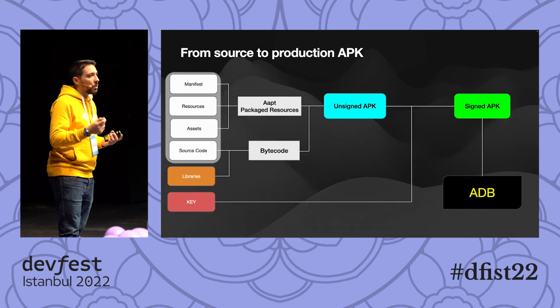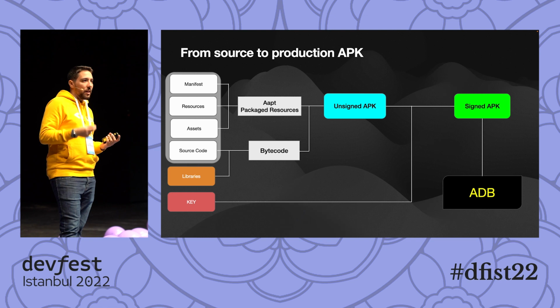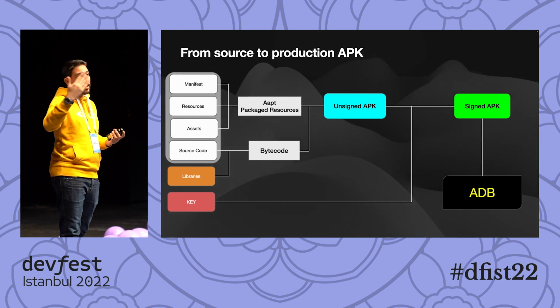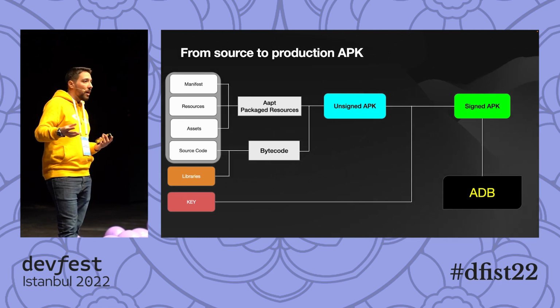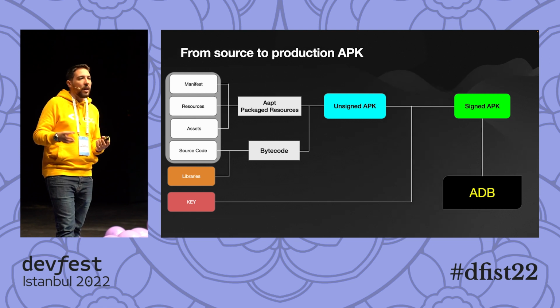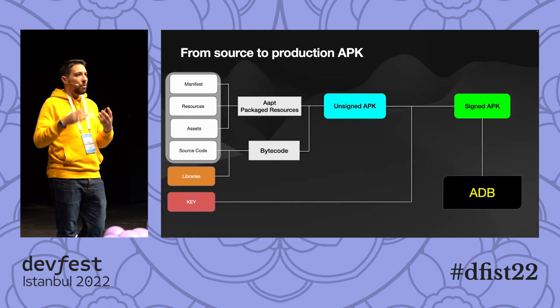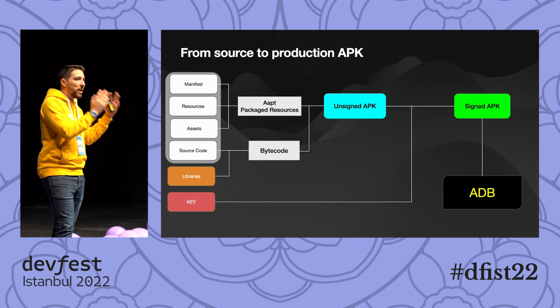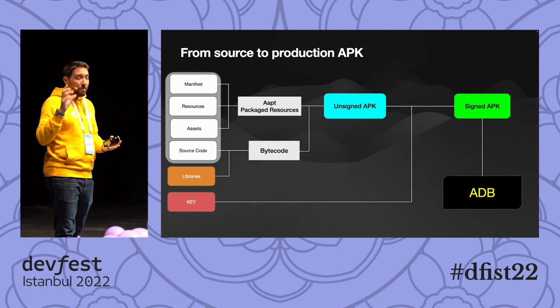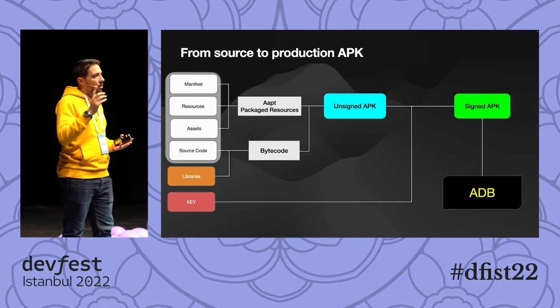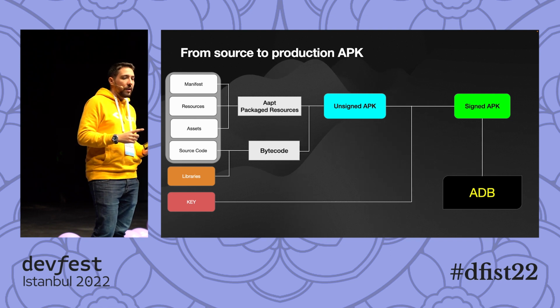The unsigned APK cannot go into production, cannot go into the public's hands. So what happens is that we need to have a key. We need to generate a key in order to sign this unsigned APK, and then it becomes a signed APK. And then that signed APK goes through ADB to your phone, it goes to Play Store, it goes to the public. So the main thing that I want you to focus on here, and we're going to talk about more of it later, is the key.